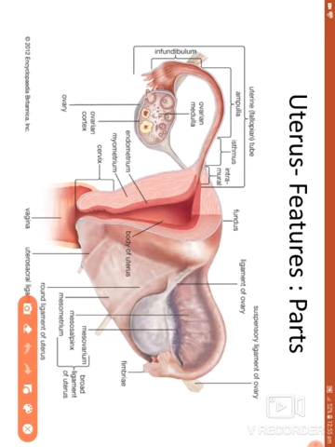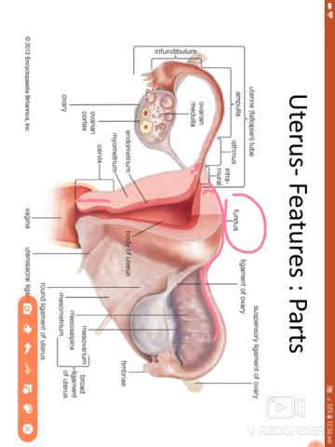Then see here, this is the uterus. The part from here to here is the body. This narrow part is the cervix. Then see, this is the lateral angle or angle of the uterus where the fallopian tube is attached. The part of the uterus above the fallopian tube, this dome-shaped part, is called the fundus.